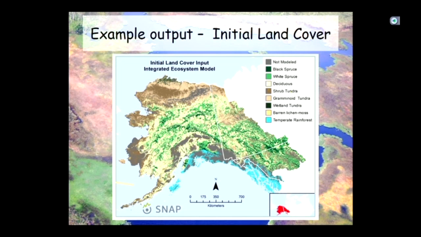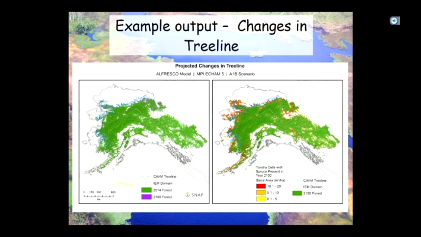Here are some examples of the outputs. I want to show you what we're doing. Here's the initial land cover for the IEM, just spatially. All this data is available online. Here's the change in Treeline from 2014 to 2100 in the blue outline here. And on this side is just the basal area in 2100. And this gives an indication where the tree line might be advancing in year 2100. And so this information might be valuable to a decision maker or other party.